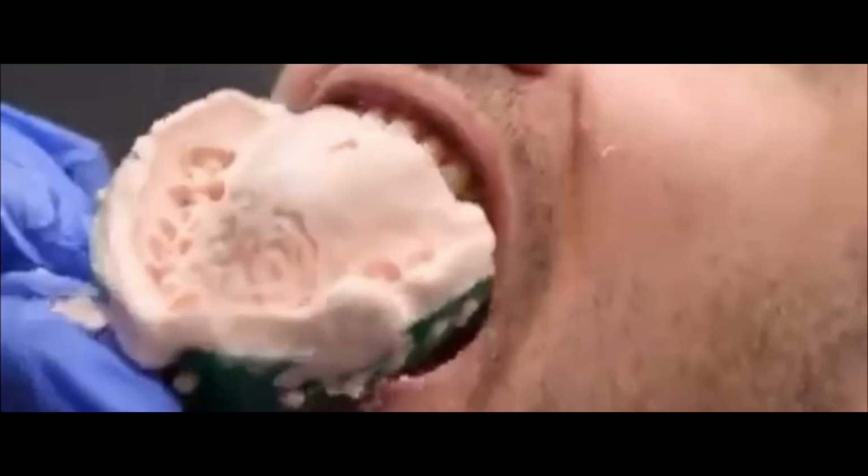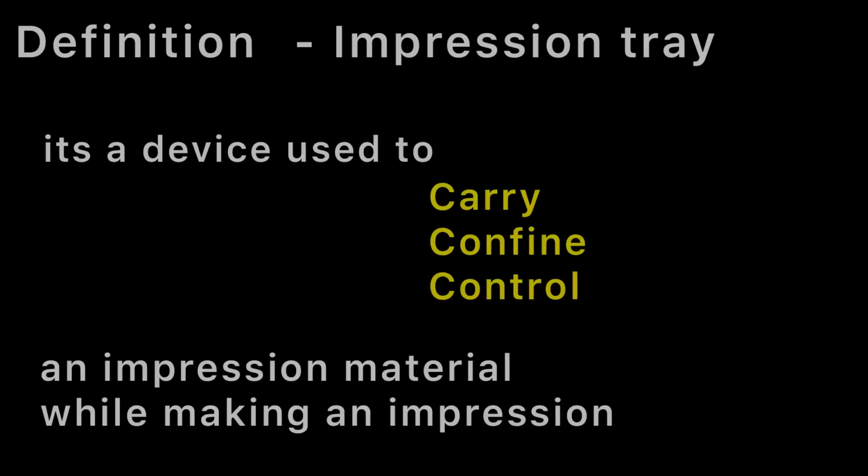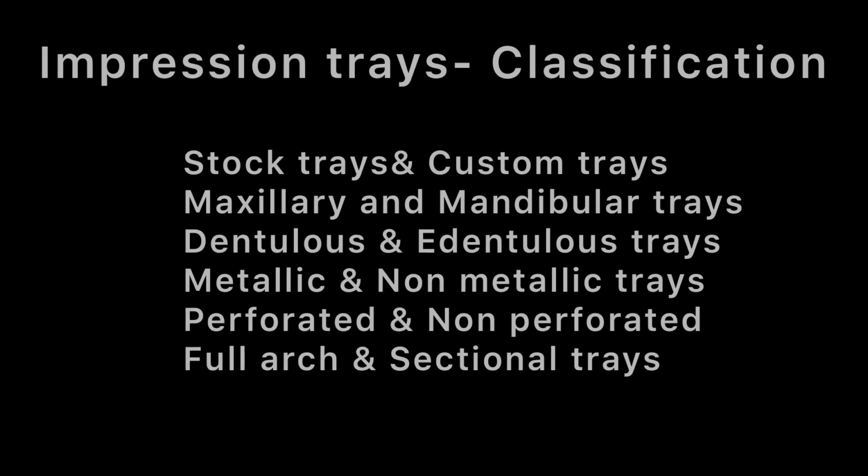So the first prerequisite for making an accurate impression will definitely be that you have to select the most accurate, perfect impression tray. Some of the requirements of an impression tray are: it should cover the entire basal seat area, it should be dimensionally stable, and there should be space for the impression material in it. By definition, an impression tray is a device used to carry, confine, and control impression material while making an impression. Let's see how they are classified.